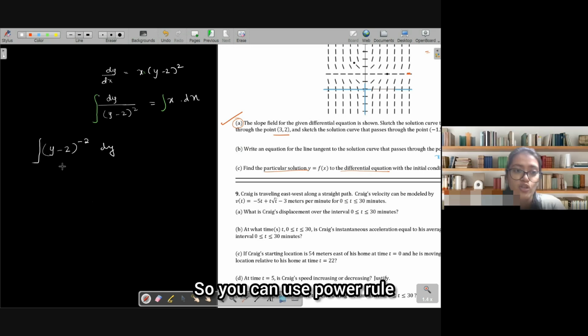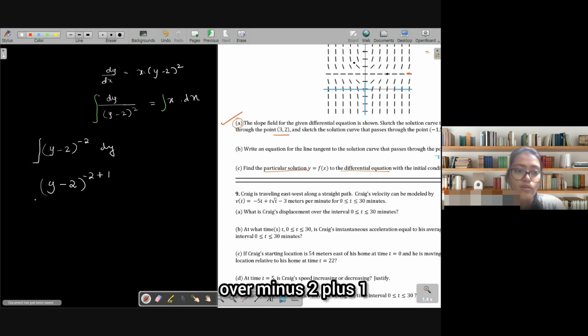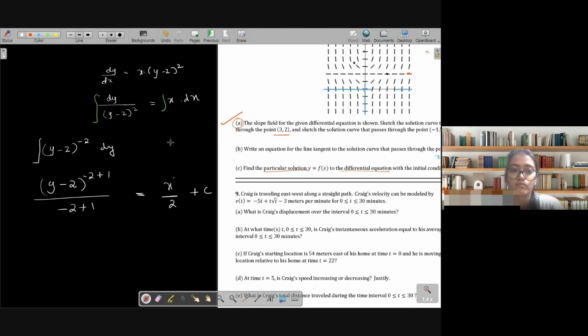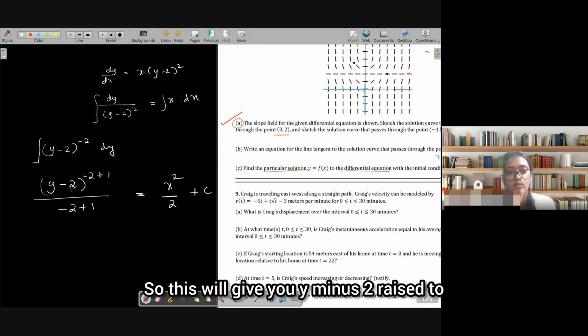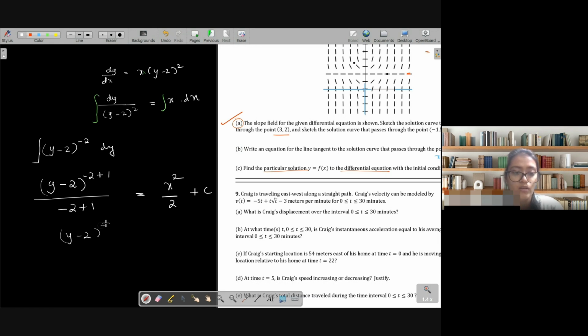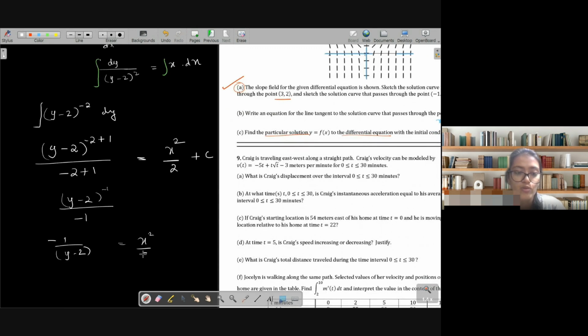So you can use the power rule. So (y minus 2) raised to minus 2 plus 1, over minus 2 plus 1, equals x square over 2 plus c. So this will give you (y minus 2) raised to negative 1, since minus 2 plus 1 is negative 1. So this will be minus 1 over (y minus 2) equals x square over 2 plus c.